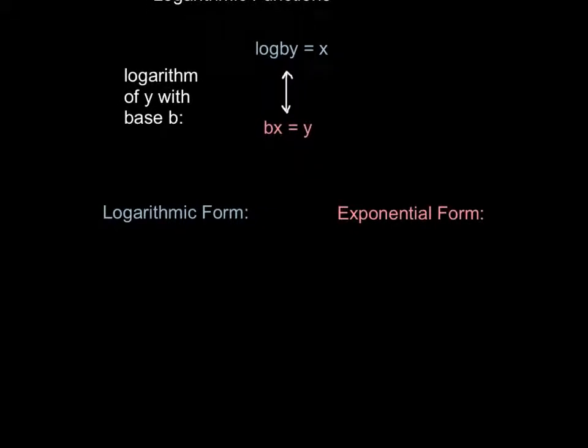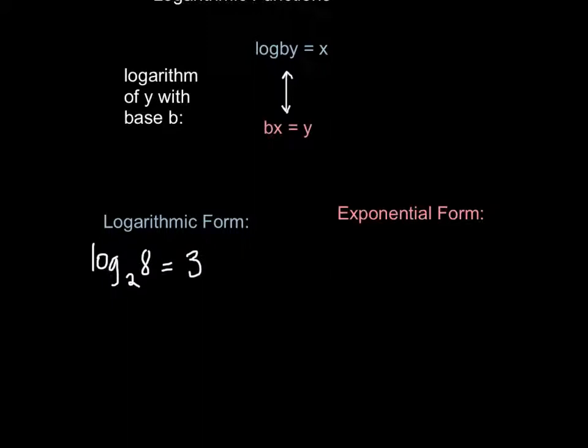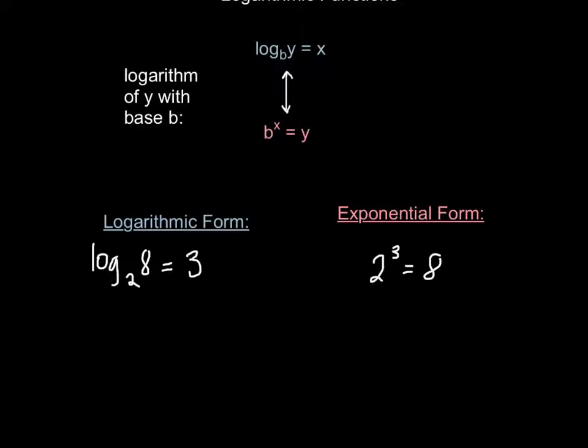So say we have log base 2 of 8 equals 3. This is in logarithmic form, but in exponential form, this is 2 to the third equals 8. You can see we have 2 as our base, that corresponds. We have 3 as our x, and 8 is our y. Now let's use another example.